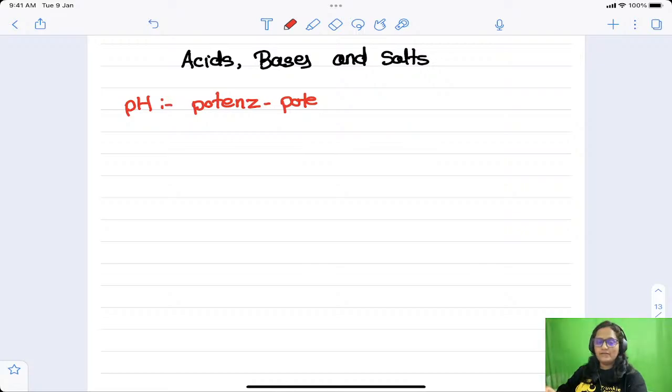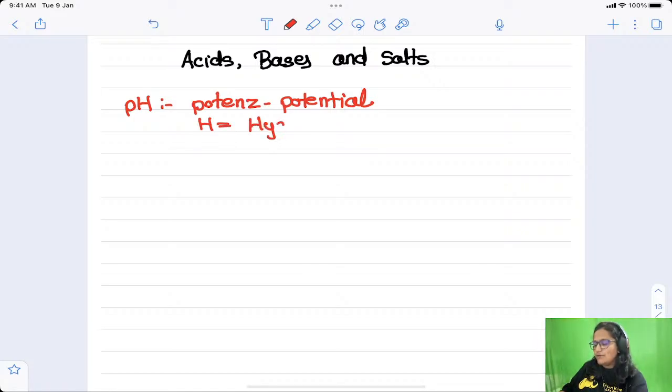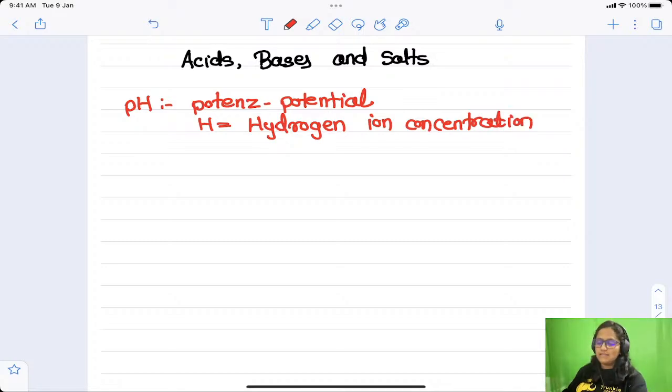In yesterday's class we started the pH concept. In the word pH, P stands for potence, the meaning of this word is potential or ability or capacity, and H stands for the hydrogen ion concentration, that is H plus ion concentration. So pH gives the idea about the strength of the acids and the strength of the base.